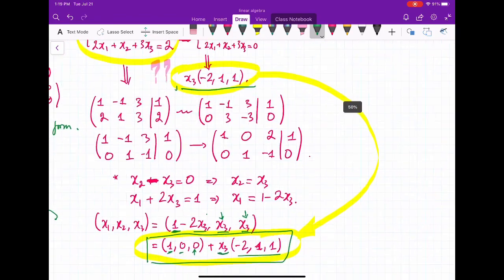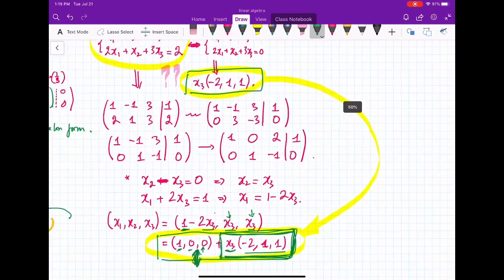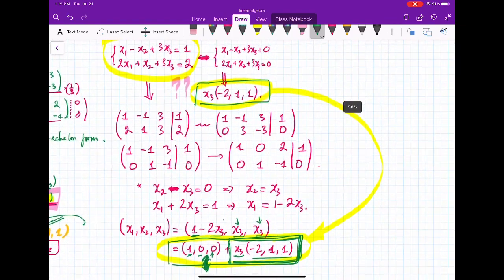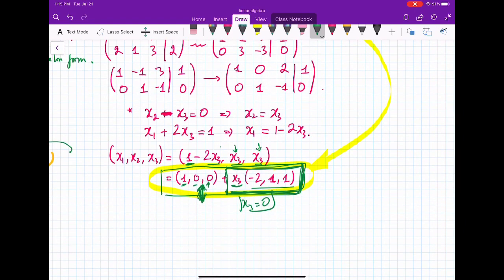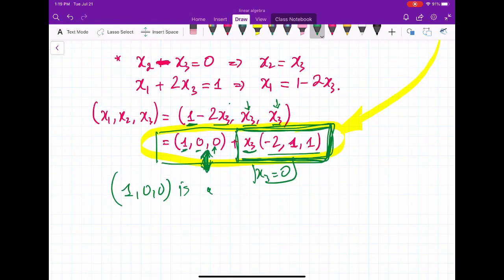Let me plug (1, 0, 0) into the system. But we don't have to plug that in, when x3 is equal to 0, you have one solution of the original system. That means (1, 0, 0) is a solution of the system.